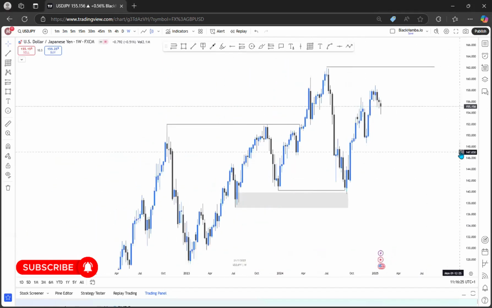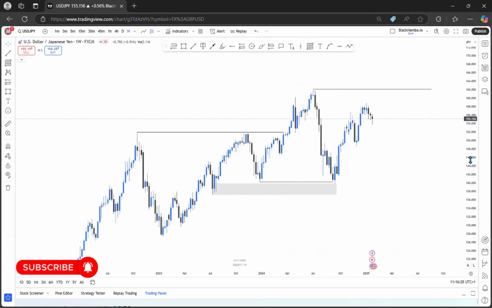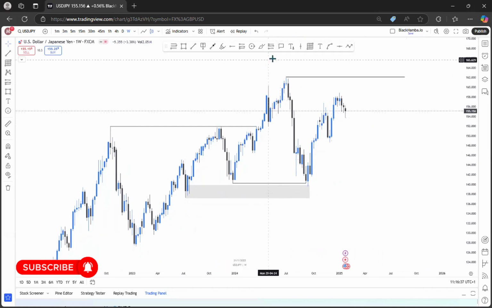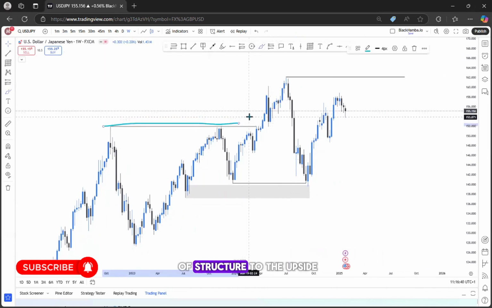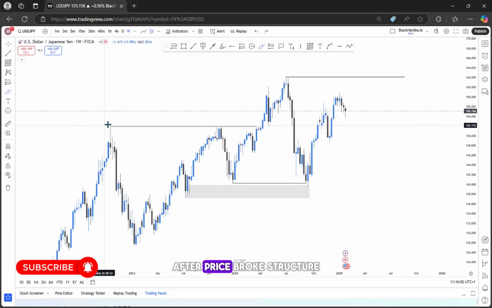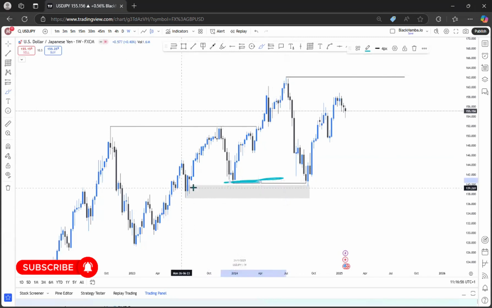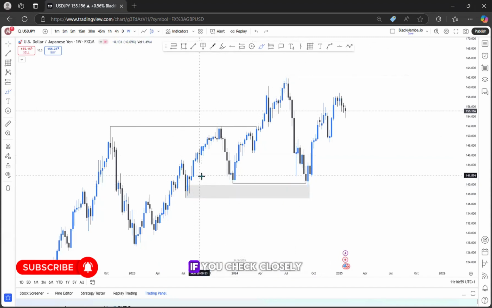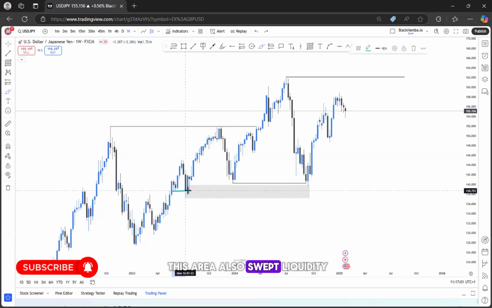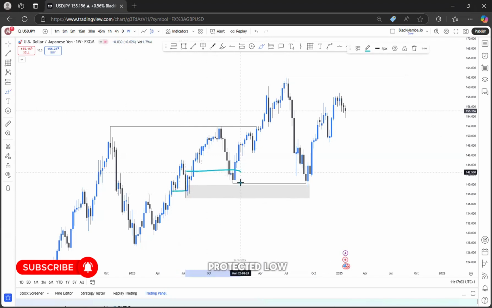Let's start with USDJPY. I can see that USDJPY is bullish. We had a break of structure to the upside. After price broke structure, price pushed up, retraced, took out this internal liquidity, and mitigated somewhere inside here. If you check closely, this area also swept liquidity. So this was a protected low.